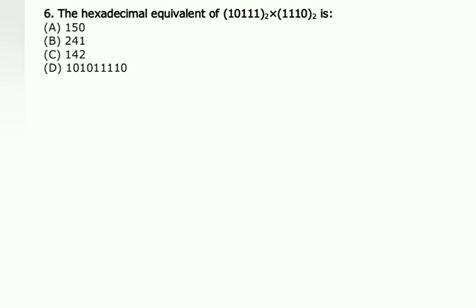Now, what is the hexadecimal equivalent of the given number? First of all, let us convert the given binary numbers into decimal values. Converting the binary values into decimal, we get 23 and 14. So 23 into 14. If you multiply 23 and 14, we get the answer 322.